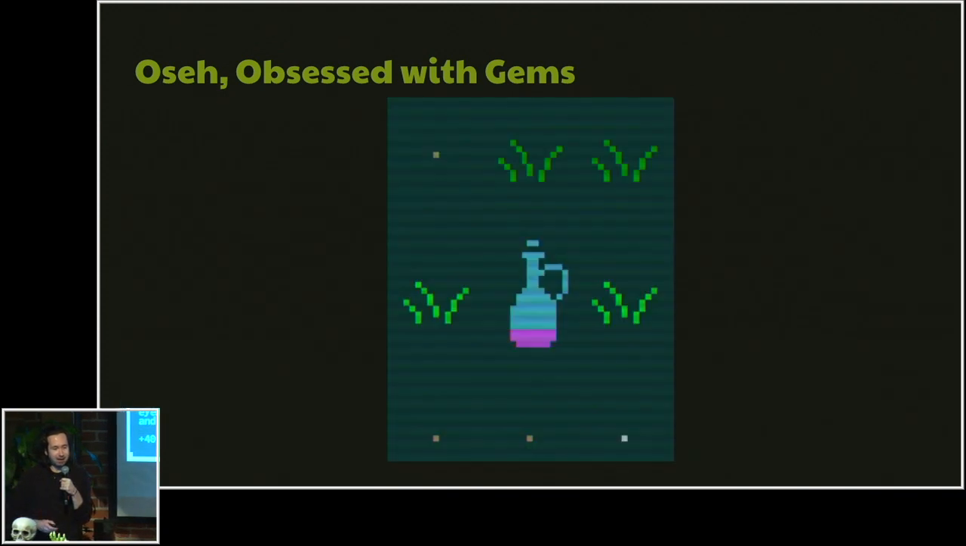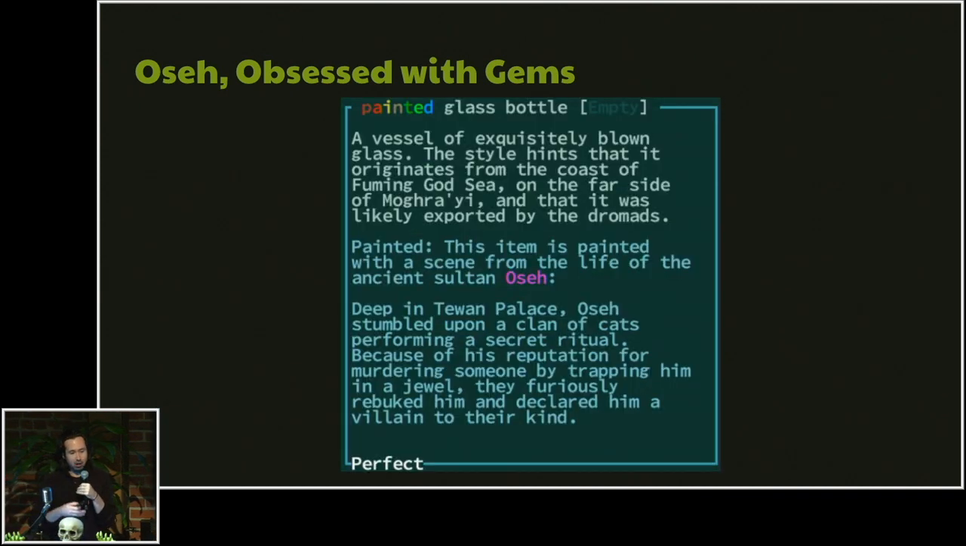Okay, this is a glass bottle. It's filled with wine. You could drink from it. It's a liquid container. It also is a cultural artifact. Sometimes they're painted with scenes from these histories. So this one, okay, let's read this. Deep in Taewon Palace, Ose stumbled upon a clan of cats performing a secret ritual. Because of his reputation for murdering someone by trapping him in a jewel, they furiously rebuked him and declared him a villain to their kind.